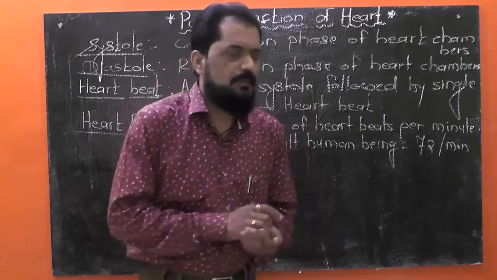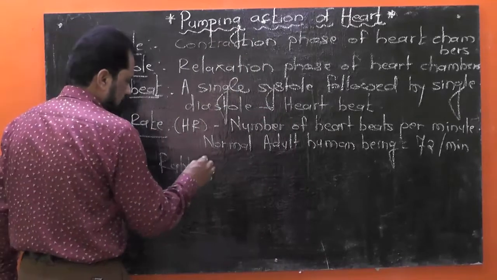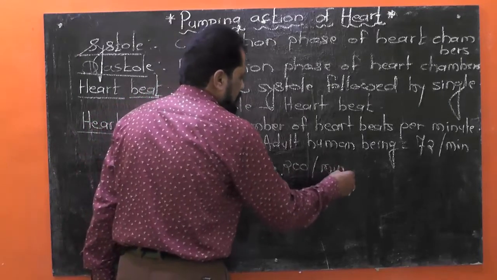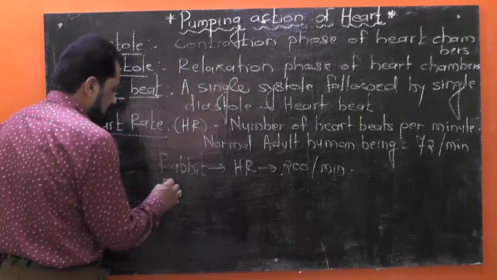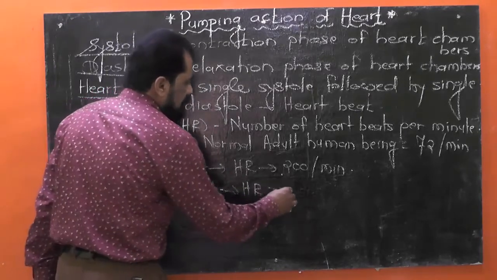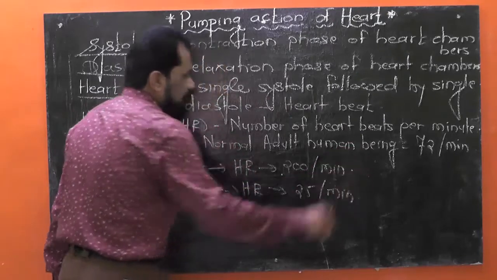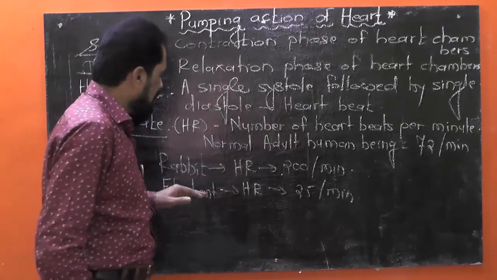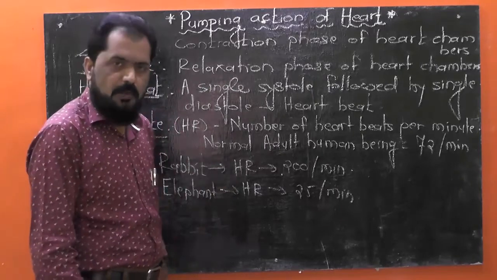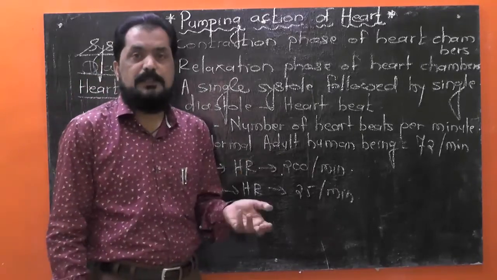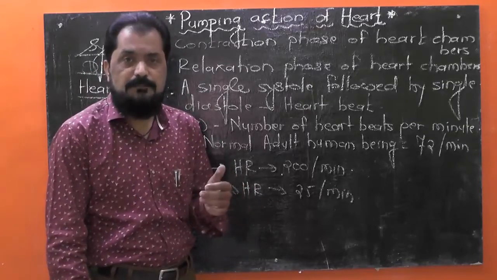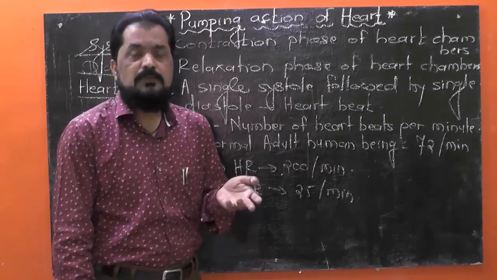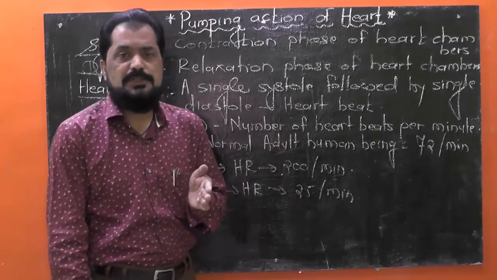One example I would like to give. Say in rabbit, heart rate is 200 per minute, while in larger animal, that is elephant, the heart rate is simply 25 per minute. It means in smaller animals the heart rate is much higher than the larger animals. Now the question arises why? Because we know that the smaller animals are more active, they have a very high rate of metabolism and therefore the heart has to pump the blood quite quickly to supply sufficient nutrients and oxygen to the muscles.